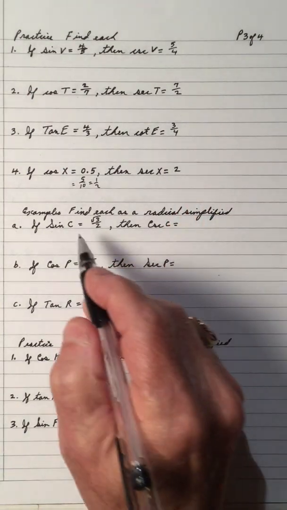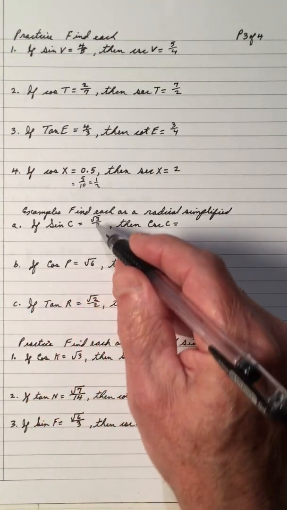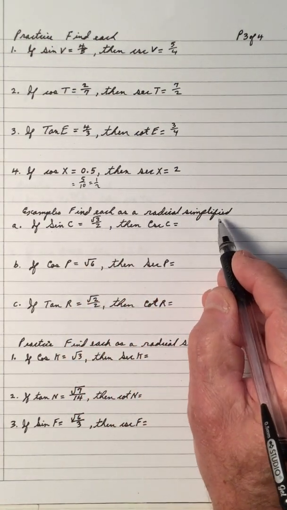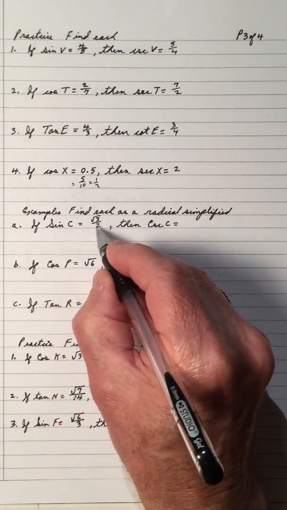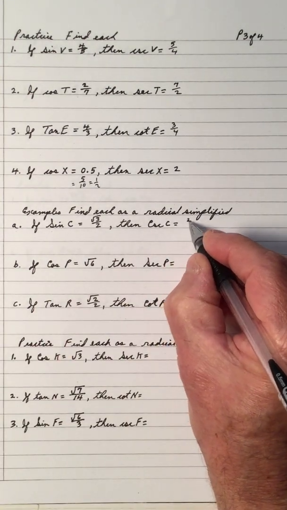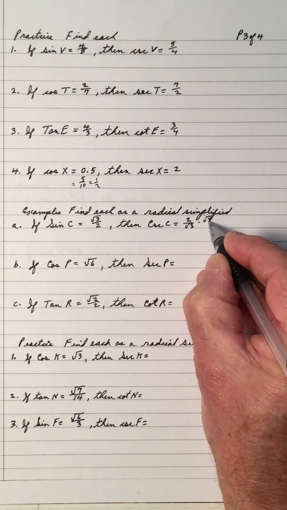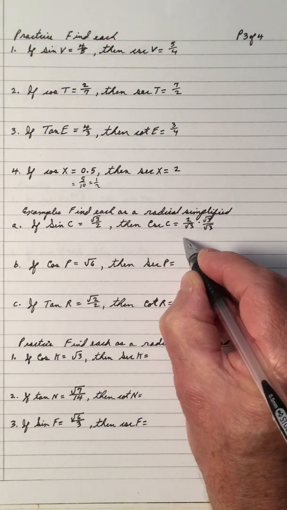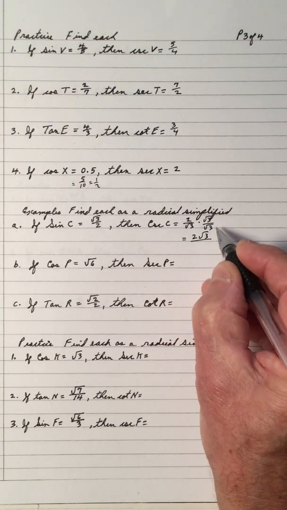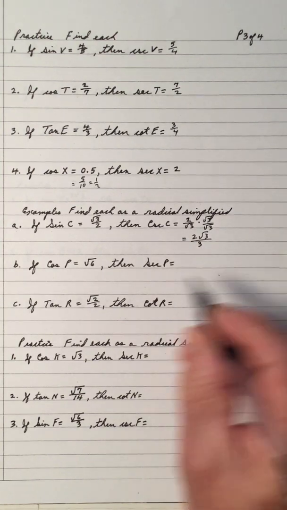Now let's do some more, this time in terms of a radical. Find each as a simplified radical. If sine of c is root 3 over 2, then the cosecant of c, which is the reciprocal, is 2 divided by root 3. We're not allowed to leave a root in the denominator, so we multiply by root 3 over root 3. So 2 times root 3 is 2 root 3. Root 3 times root 3 is a square root multiplied by itself, which gives you the same number, 3.